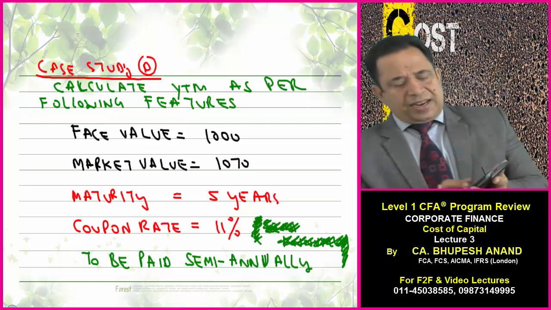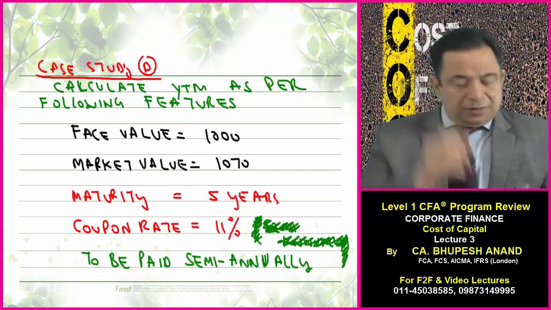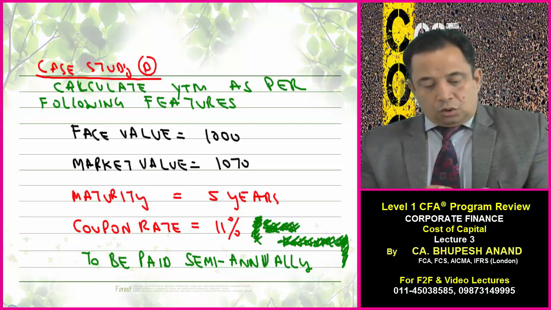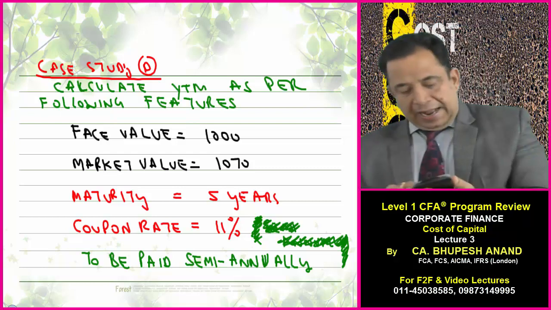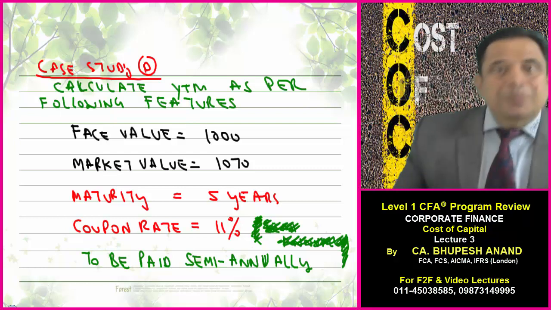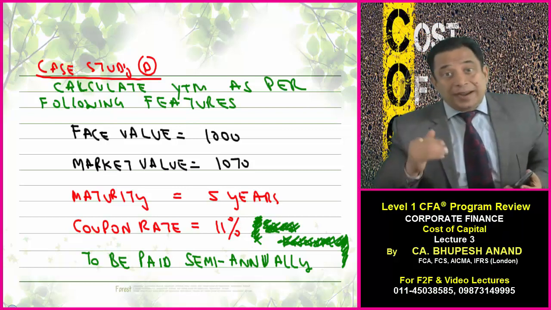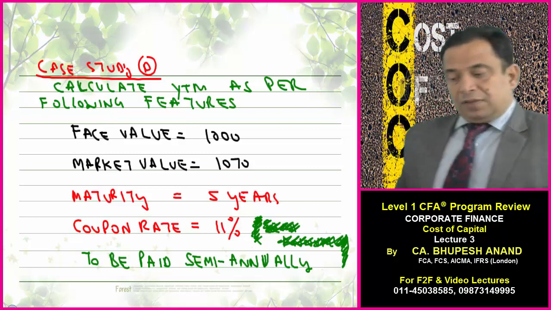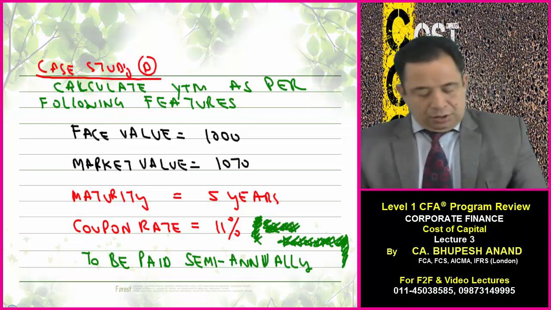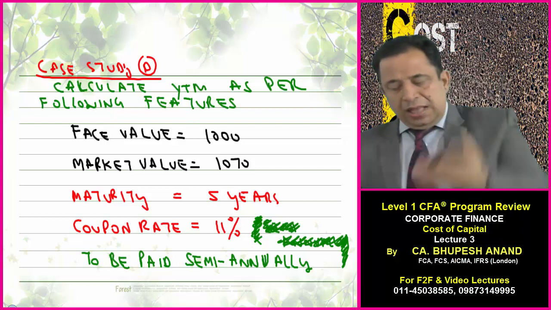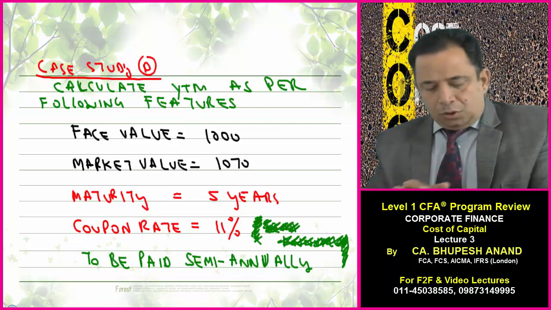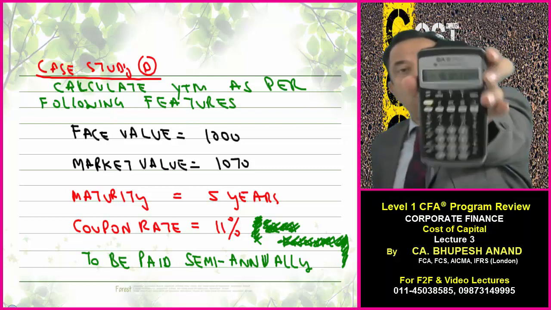So again, I am using second clear TVM. Face value is 1000, it means redeemable value is 1000, future value. 1070, plus minus button, as present value. Coupon rate is 11%. Now, it is always per annum, but it is paid semi-annually. So 11% of 1,000 is 110, and half of that is 55. So 55 I am writing as PMT and 10 as N, because 5 years semi-annually, so total is 10. Compute IY, that is coming to as 4.61.